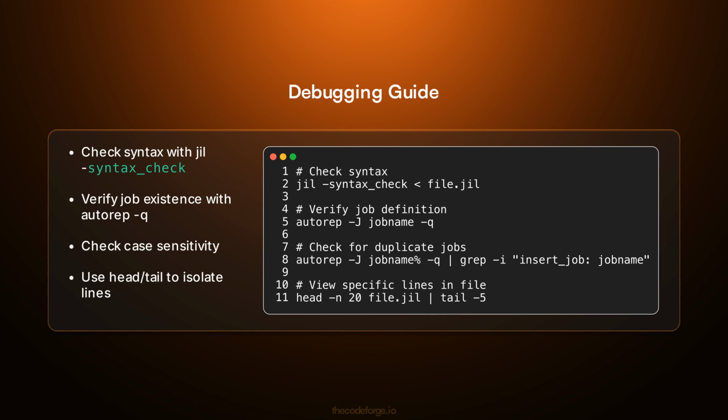Then verify the job exists with autorep. Use head and tail to inspect specific lines in your JIL file.